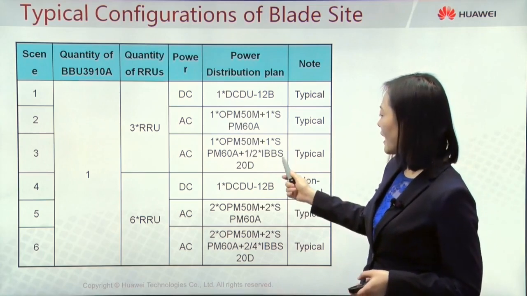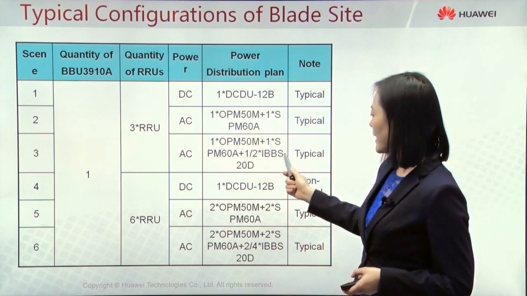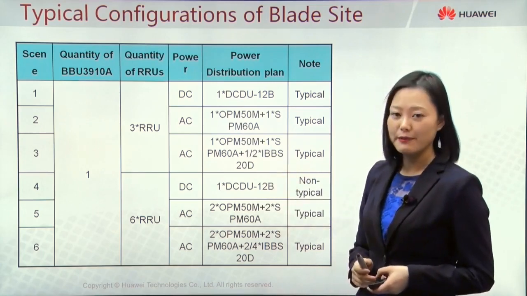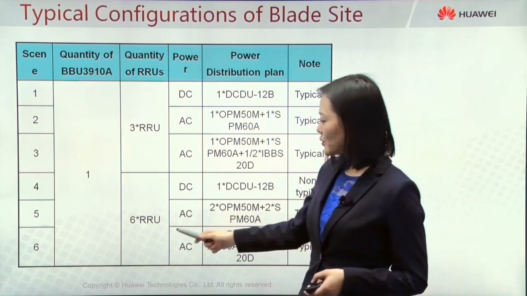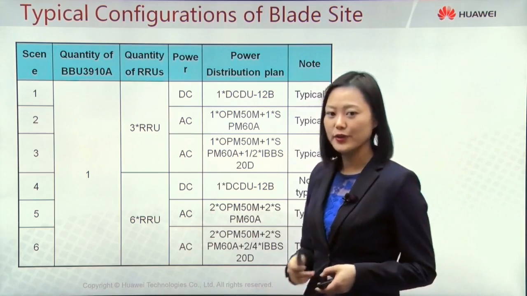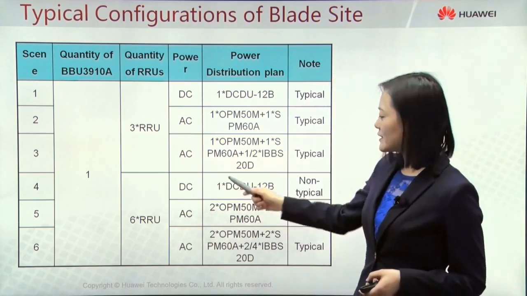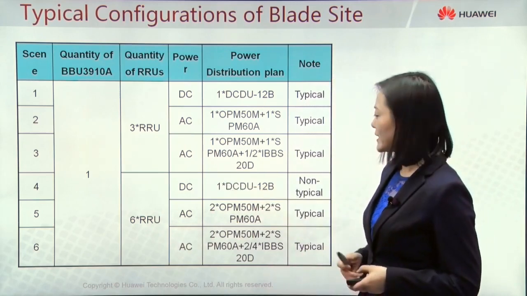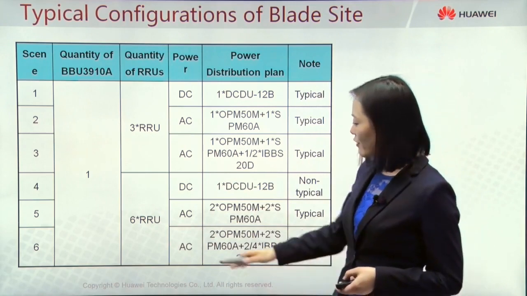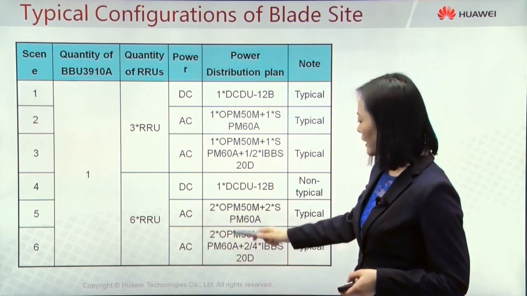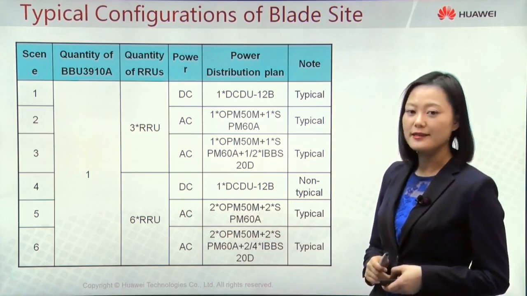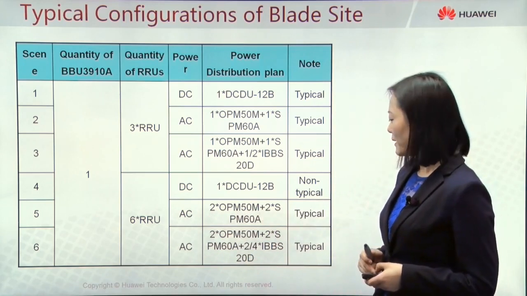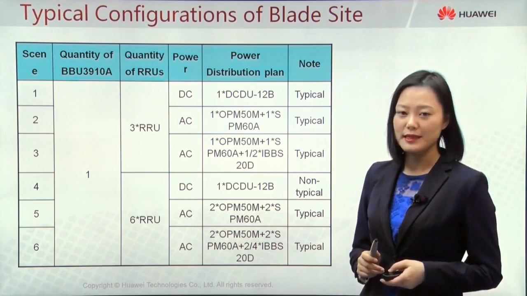You also can decide to add IBBS 20D as backup battery as optional. While if the site is configured with 6 RRU, for the DC power input it is the same, one DCDU is enough. While for AC power, we need double the number of OPM, SPM, and the battery, IBBS, the battery backup system.